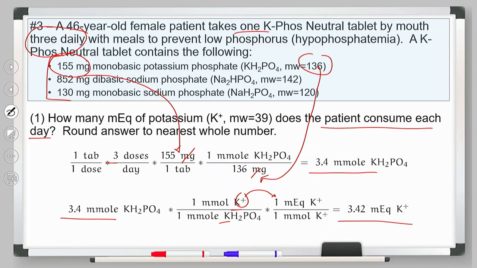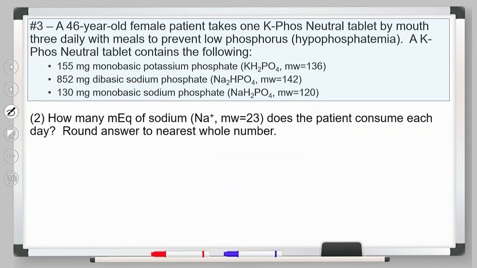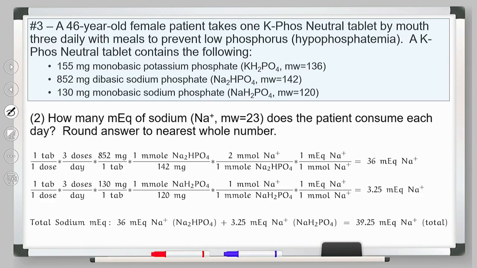Everyone seem okay with that? Step by step. The biggest trick for this part was just the fact that there were 3 tablets in there, okay? All right, now how many milliequivalents of sodium does each patient get? Well, that's a little more complicated because there's sodium in the dibasic sodium and there's sodium in the monobasic sodium. So we have to do it twice. I'll show you my work for both of them. Let's focus on one at a time. Again, they're getting 3 doses per day.